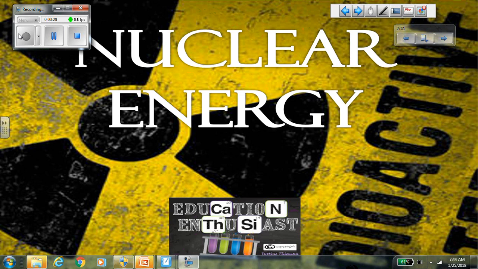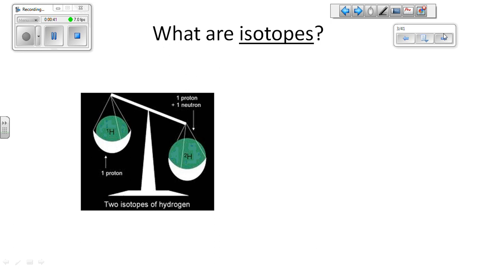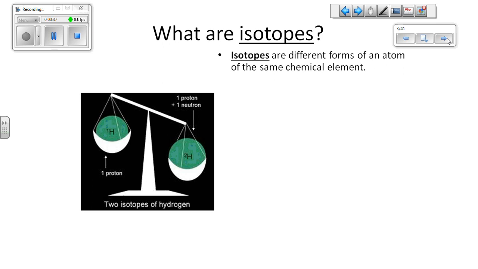We started our year off talking about the parts of the atom and different things about the atom. And so that's kind of where nuclear energy stems from. Let's look at isotopes. This is something that we talked about at the very beginning of the year. What exactly are isotopes? Let's review that.